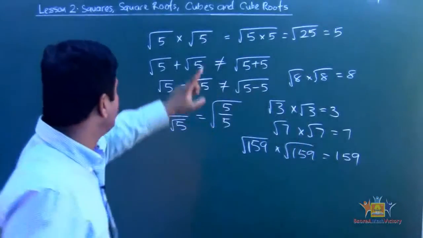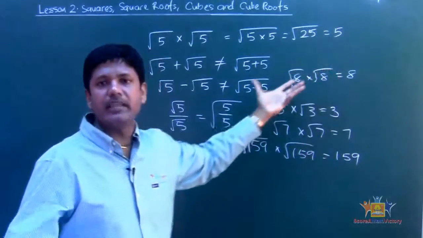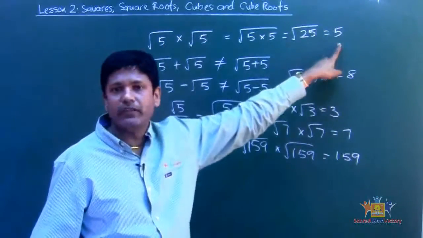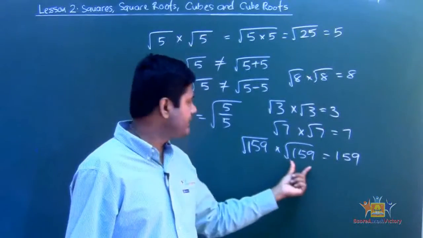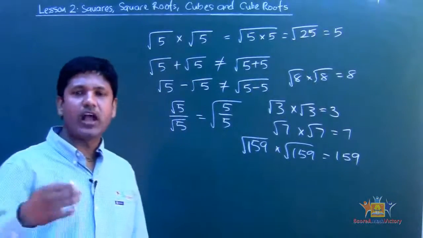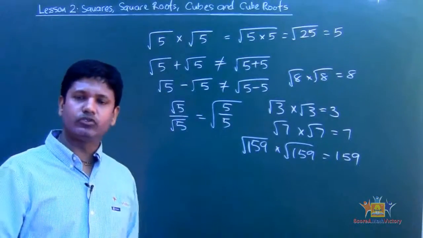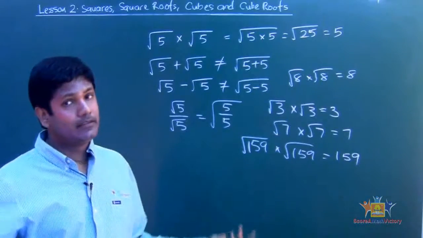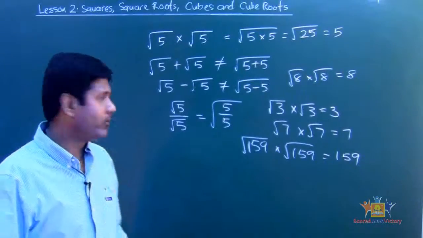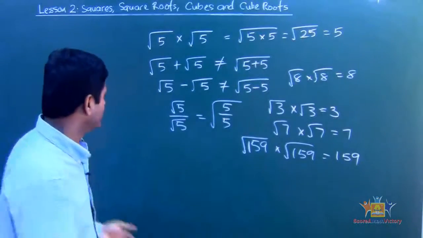I don't want you to go through all this to get to that. Because pretty much, square root of 5 times square root of 5 is 5. Square root of 159 times square root of 159 is 159. Square root of 1029 times square root of 1029 is 1029. See that? So I want you to know that. So keep that in mind.